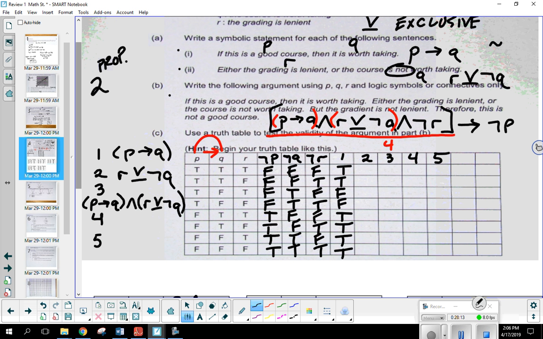Okay. Now in 2, we're looking at the exclusive union. So this is going to compare R and not Q. Okay, so now I'm looking at these two columns. So it's one or the other, but not both. So the only time I need to really worry is if each of these two columns has a what?